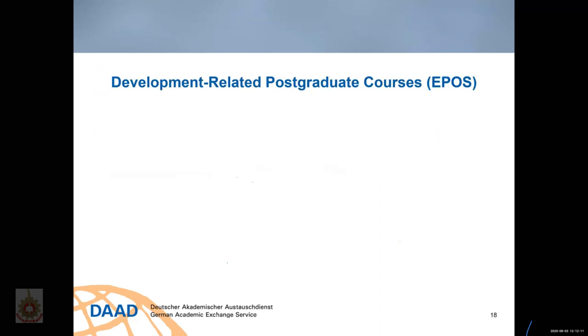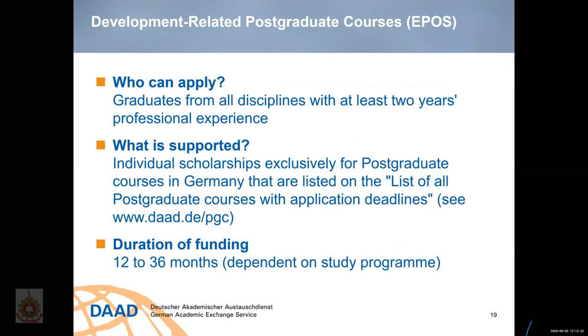The next program, the third program, we call it EPOS, E-P-O-S. It stands for Development-Related Postgraduate Courses. Now, these are mainly master courses at German universities, but also some few PhD courses. And it is open for graduates from all disciplines with at least 2 years professional experience. So after your university degree, you must have worked for at least 2 years to be eligible to apply within this program.